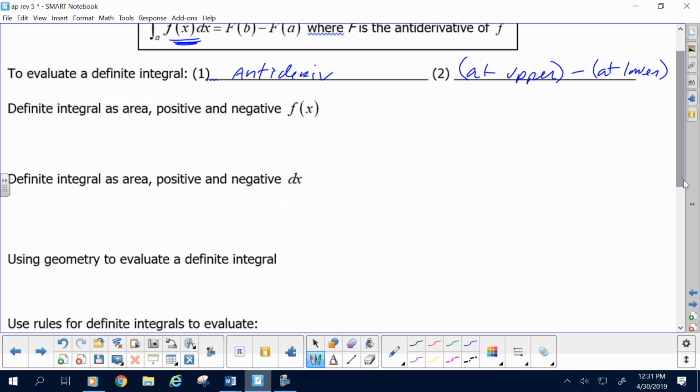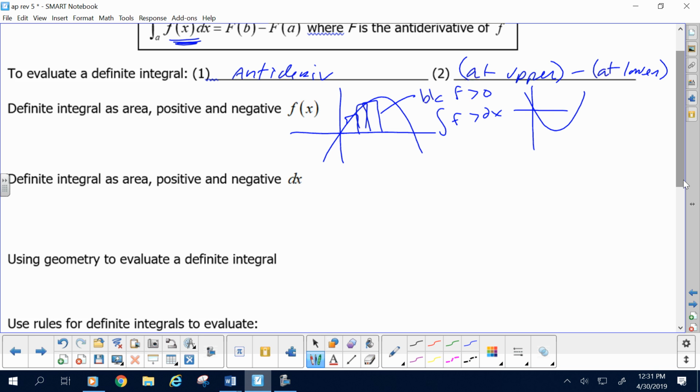Okay. Definite integral is area, positive, negative. If you look at this kind of deal, if you think of this as rectangles, then wouldn't you say that because f is positive, the integral, which represents the area, should be positive? And if you had a region where the curve was below the axis here, it only stands to reason that because f is negative, the integral, or the sum of the areas, will be negative.